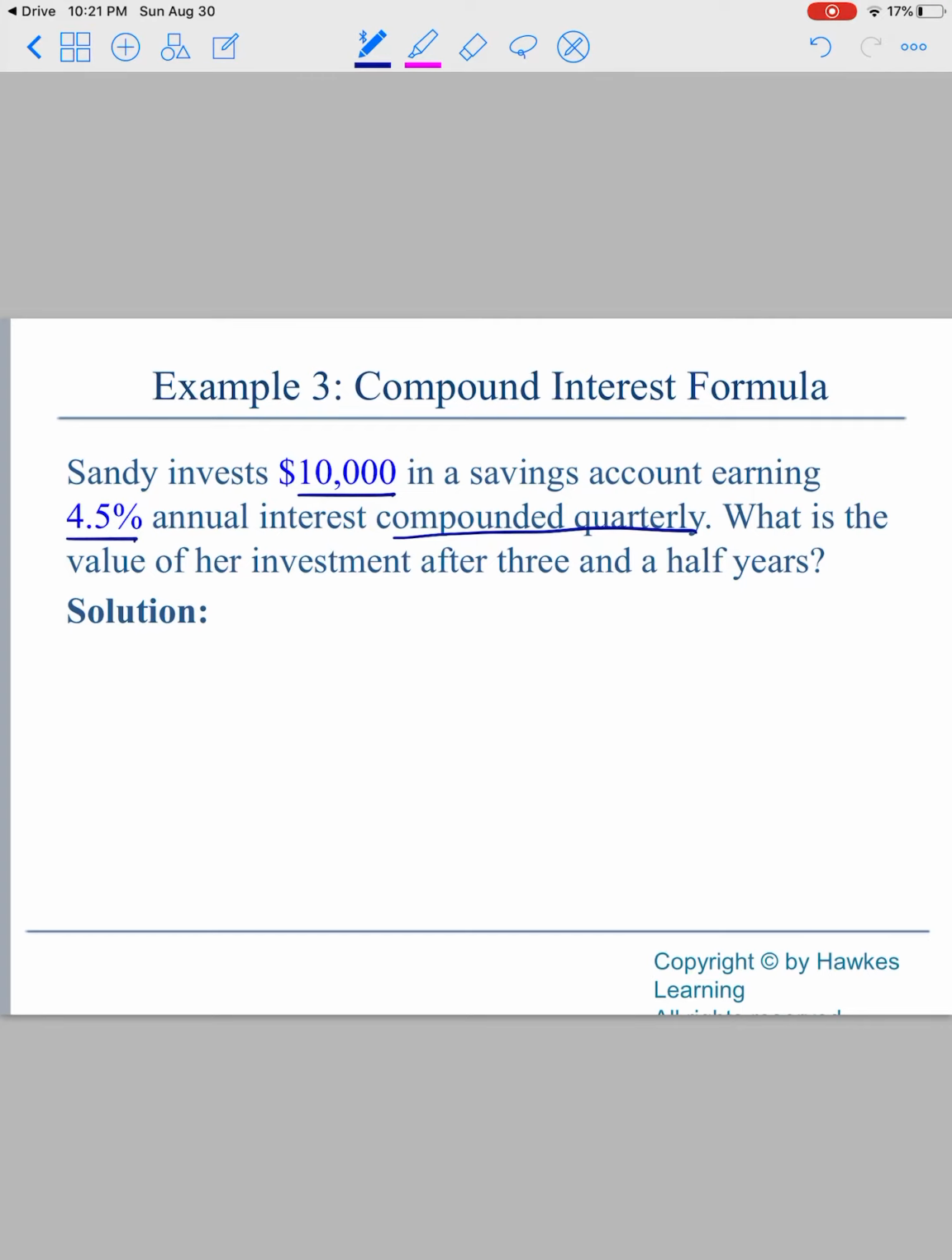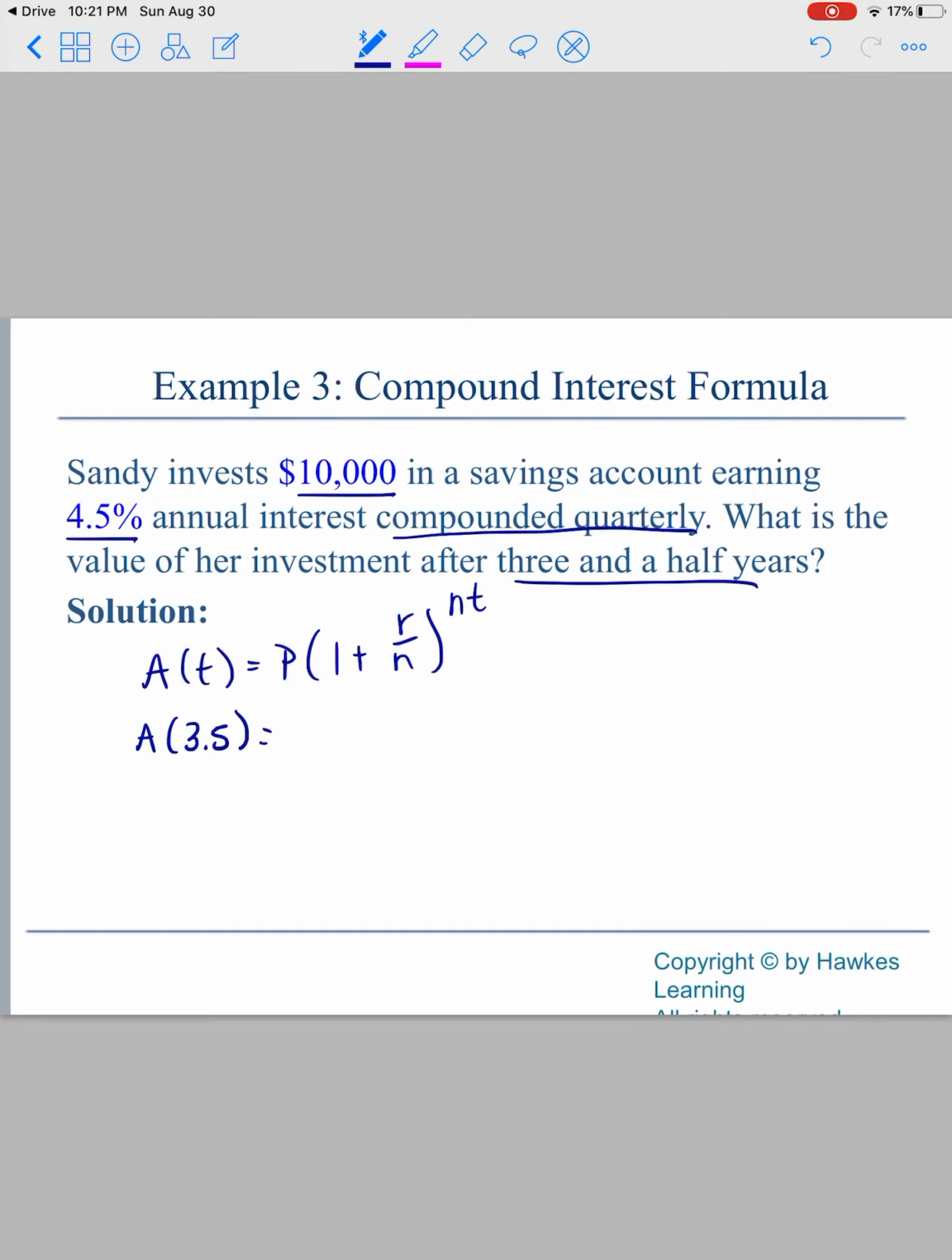We know that our equation, again, is A(t) equals P times (1 plus r over n) to the n times t power. So what's my time? What are we looking at here? 3.5 years. So I'm going to do A of 3.5. This is what we're solving for. This is my amount after 3.5 years.